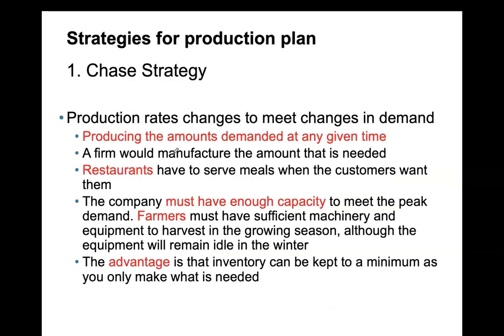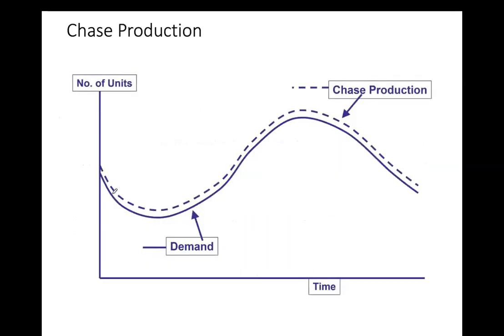Another example of chase strategy is farmers. Farmers need to wait for the season because their crops grow in particular seasons. And when that season comes, they need to be prepared for that. Their seeds, equipment, and all supplies should be available when that particular season comes. And the advantage is that inventory can be kept to a minimum as you only make what is needed. So this is about chase strategy.